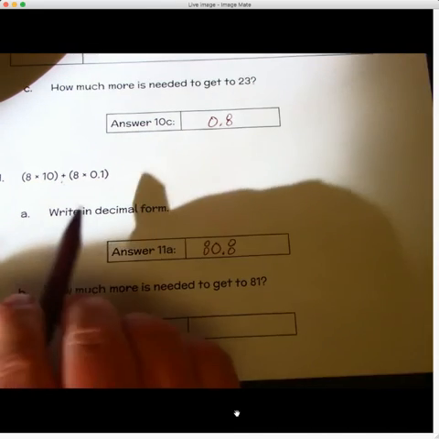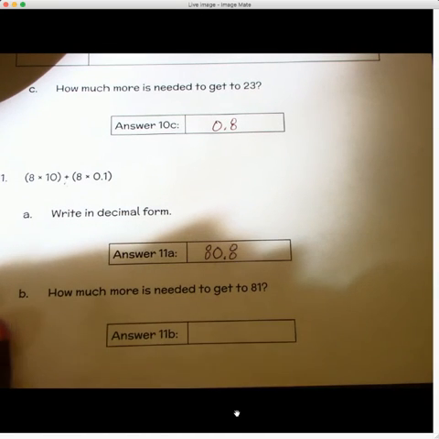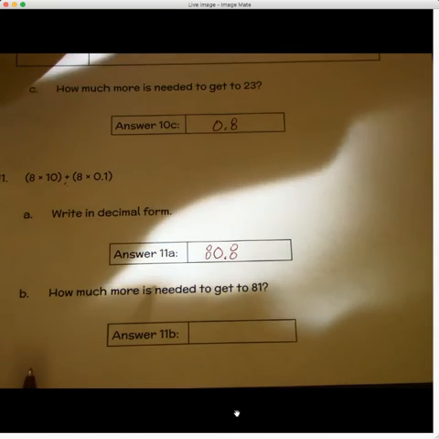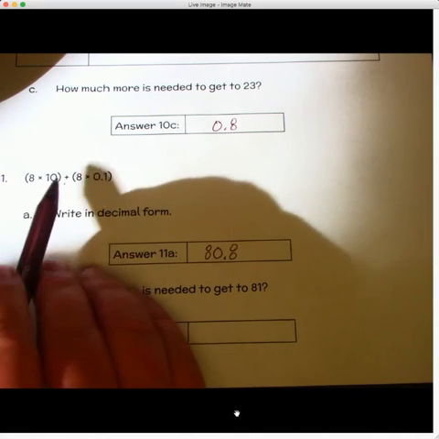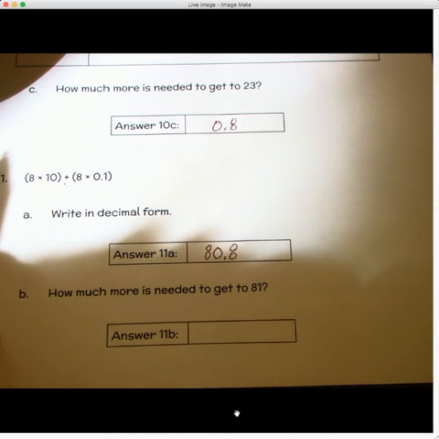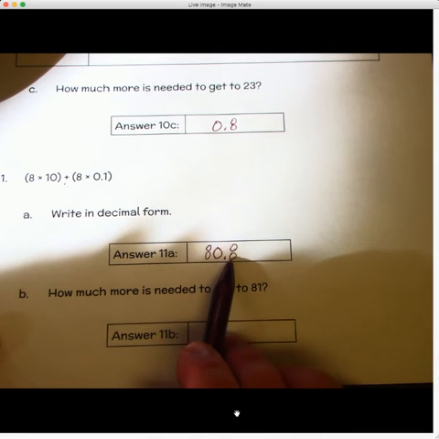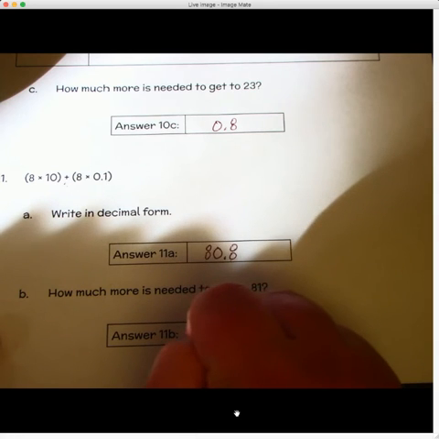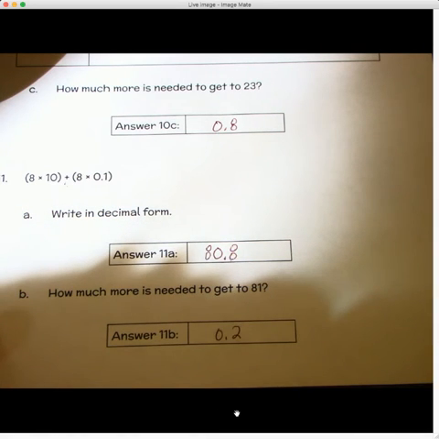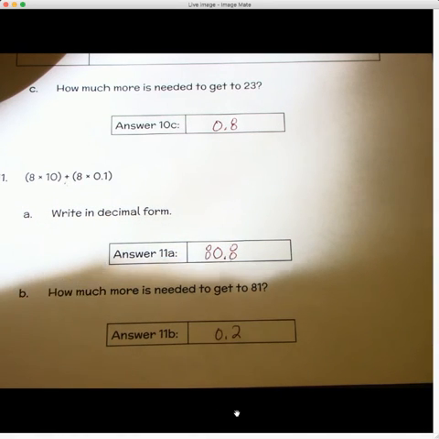So be careful, if you don't have any ones, you're going to put a 0 in the ones place, or if you didn't have any of whatever, you're going to always put a 0 there when you're writing from expanded to the number form. How much more is needed to get to 81? Well, we've got 8 tenths. We would need 2 tenths more to make 10 tenths. So 2 tenths more.